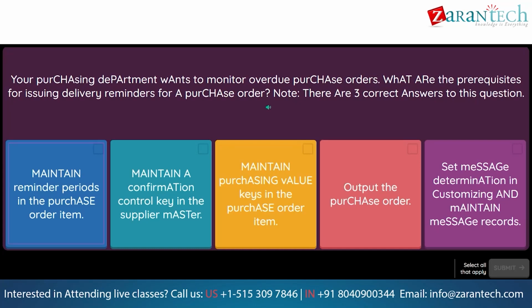Option 1, maintain reminder periods in the purchase order item. Option 2, maintain a confirmation control key in the supplier master. Option 3, maintain purchasing value keys in the purchase order item. Option 4, output the purchase order. Option 5, set message determination in customizing and maintain message records.